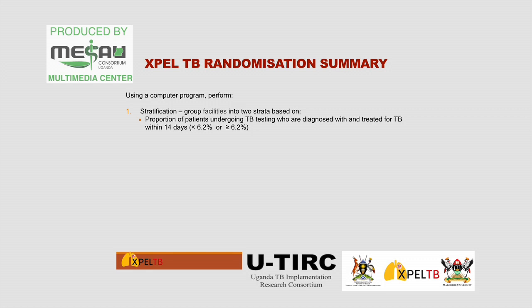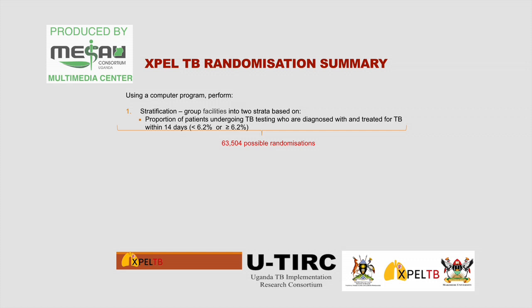So that's what we mean by stratification. The first group has 10 facilities, all with this proportion less than 6.2%, and the other group has 10 facilities with this proportion greater than or equal to 6.2%. And then we do a randomization within each group. Of the 10 facilities in the first group, 5 are randomised to the intervention and 5 are randomised to the standard of care. So that's the first component. Because we've done stratification, the number of possible ways of doing that is reduced, but there's still a very large number of ways, around 63,504. We can list those in our computer program.